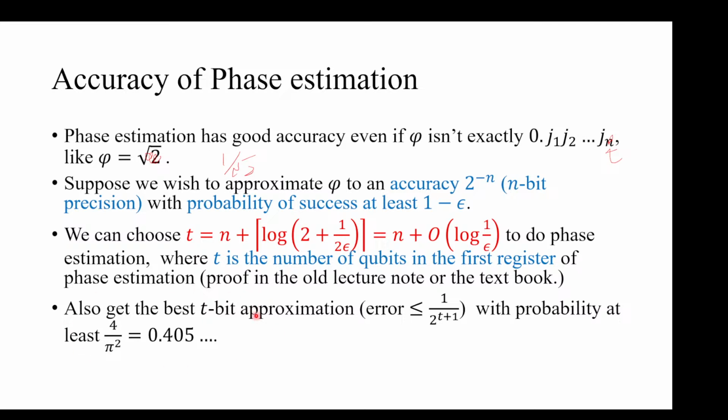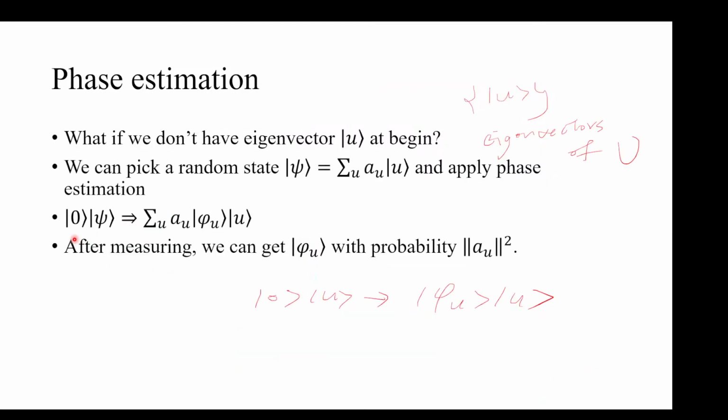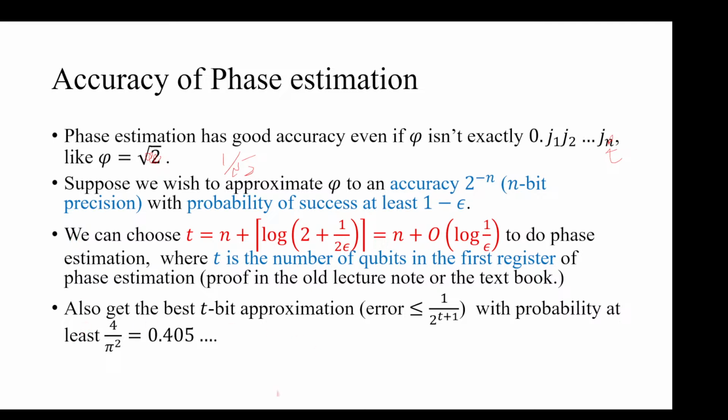But anyway, this result is good enough analysis for us. The proofs are a bit more detailed. We'll skip the proof here and just say that you can get about n bits of accuracy by having n qubits in the first register of your phase estimation. And if you want to see more detailed results, you can look up the proofs.